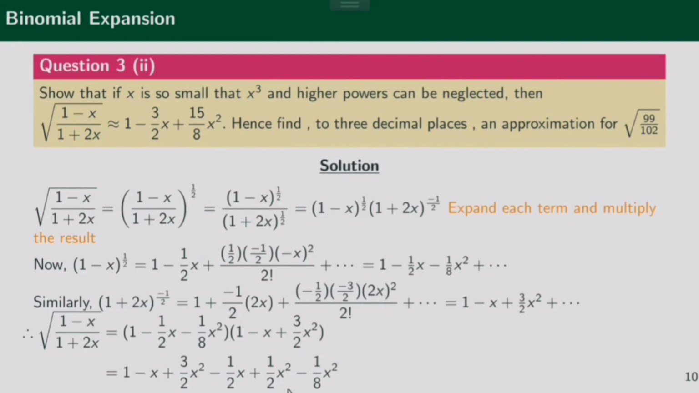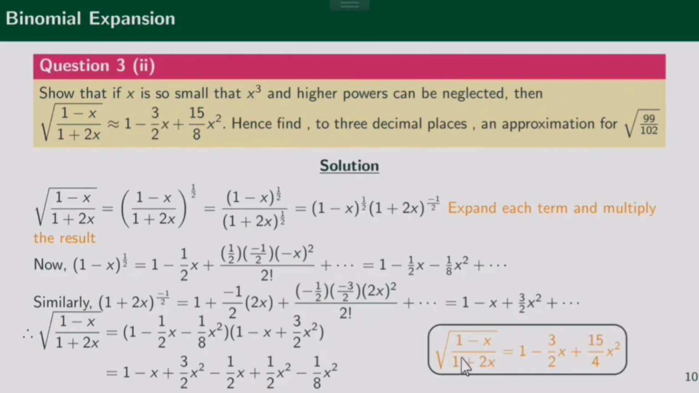What I'm left to do now is to bring like terms together. I only have one constant term, which is 1, so I can't add it to any other term. Then I have two terms in x, negative x minus half x. These are terms in x, so I bring their coefficients together. So I have negative 1 minus 1 all over 2. Then that gives me negative 3 divided by 2x.